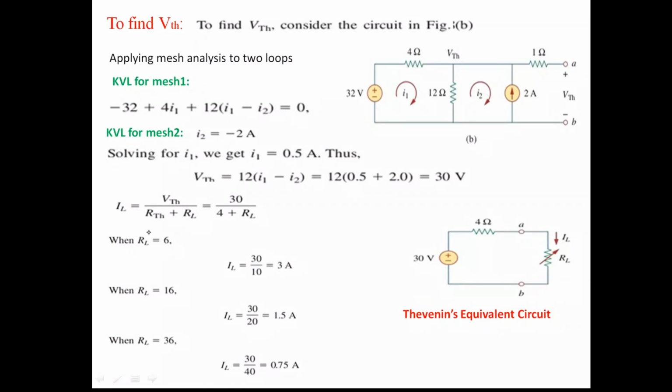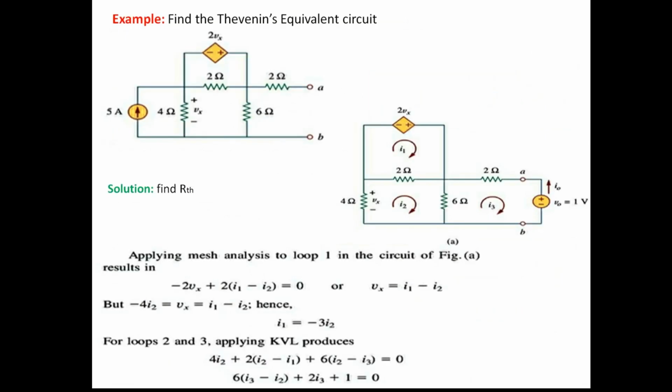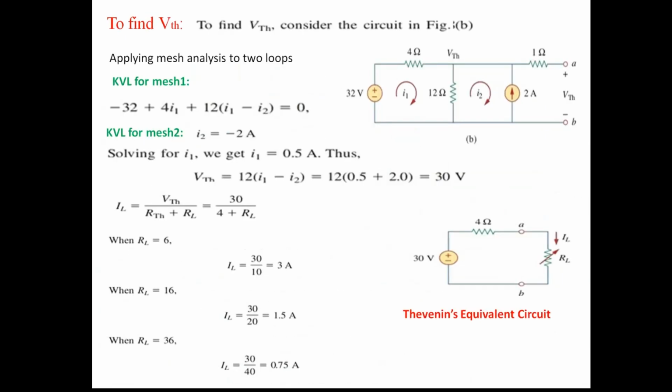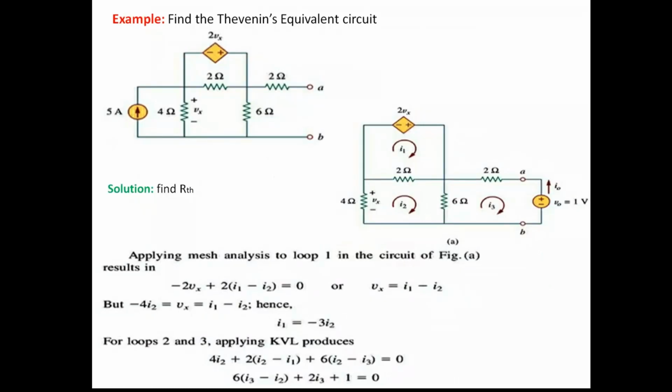So now when RL is equal to 6 ohms, we will have IL as 3 amperes, and when RL is equal to 16, then we will have IL as 1.5 amperes, and RL is equal to 36, then we will have 0.75 amperes. Right, like that we have to find this one. Then we will see one more example which contains dependent sources.